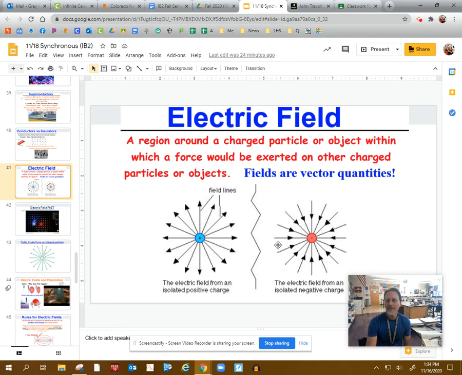And it's represented by field lines. And so what we see is, if you have a positive particle, you can see these field lines emanating out and away from the positive particle. And when you have a negative particle, you can see the field lines going toward the negative. Field lines are vector quantities. So you notice the arrows right here, and they follow vector rules.